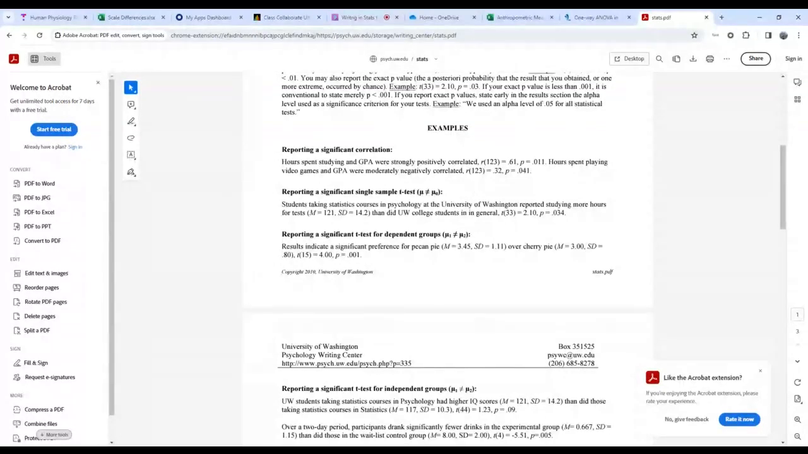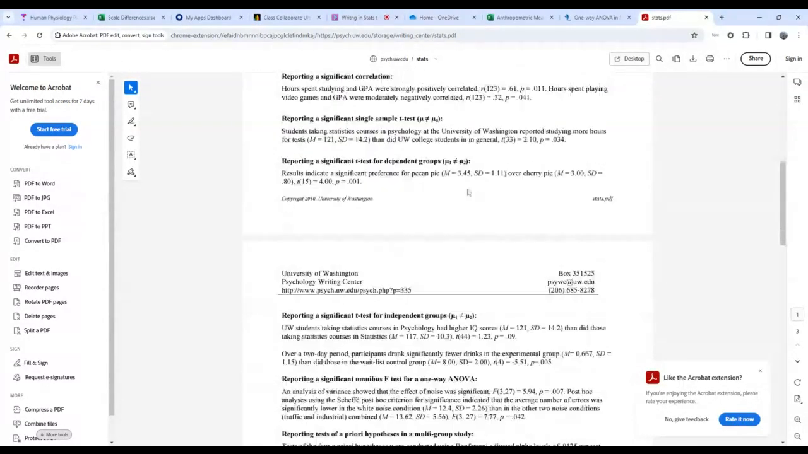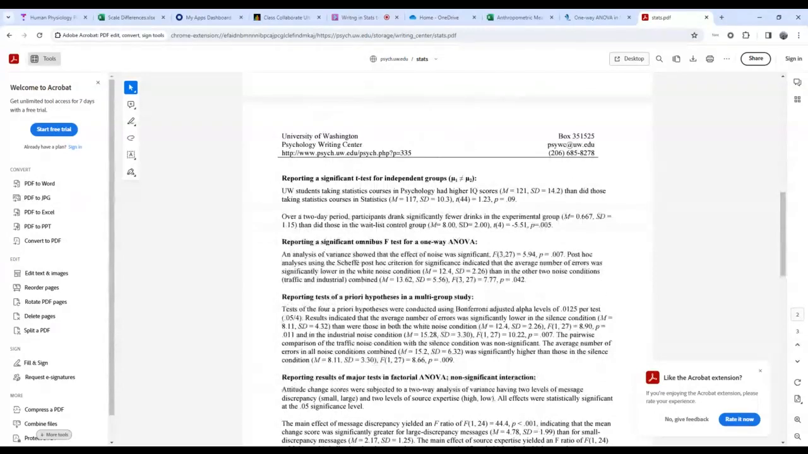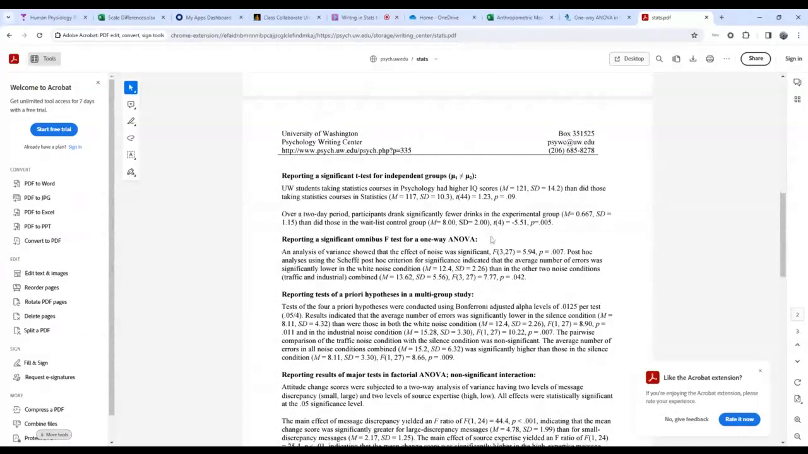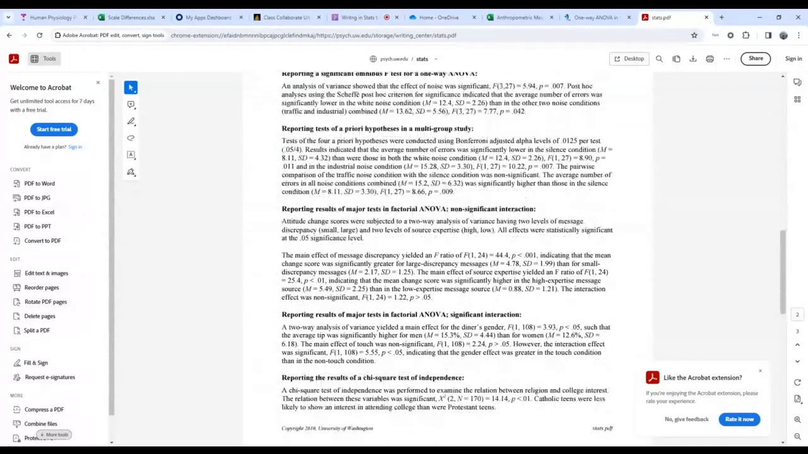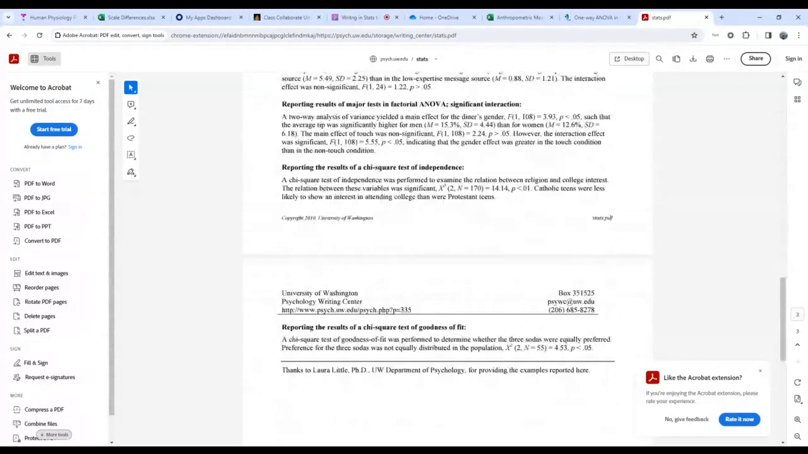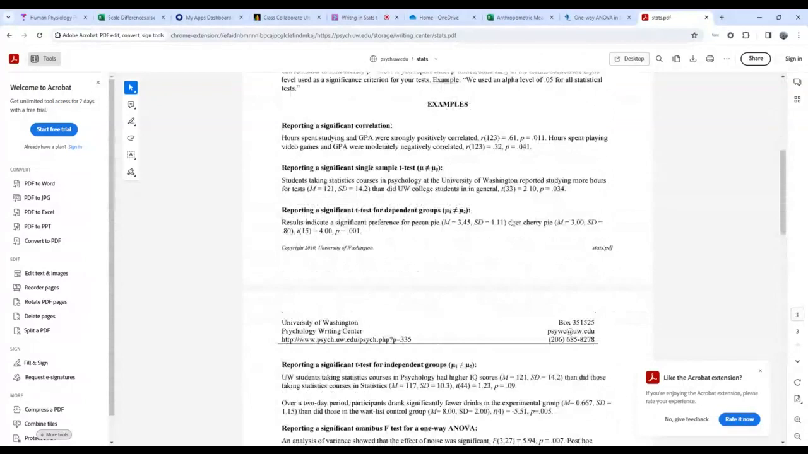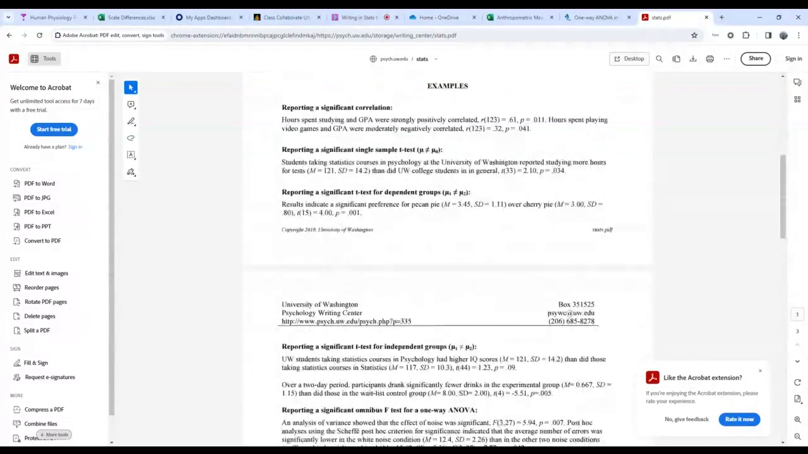Significant correlations, significant single t-test, t-test for dependent groups, t-test independent groups, F-score in a one-way ANOVA, factorial ANOVA, chi-squared tests. So that's actually a good, it's basically the same stuff. There's really very little variation in how you report these. Some journals have their own way of doing it, but otherwise it's pretty much the same stuff.